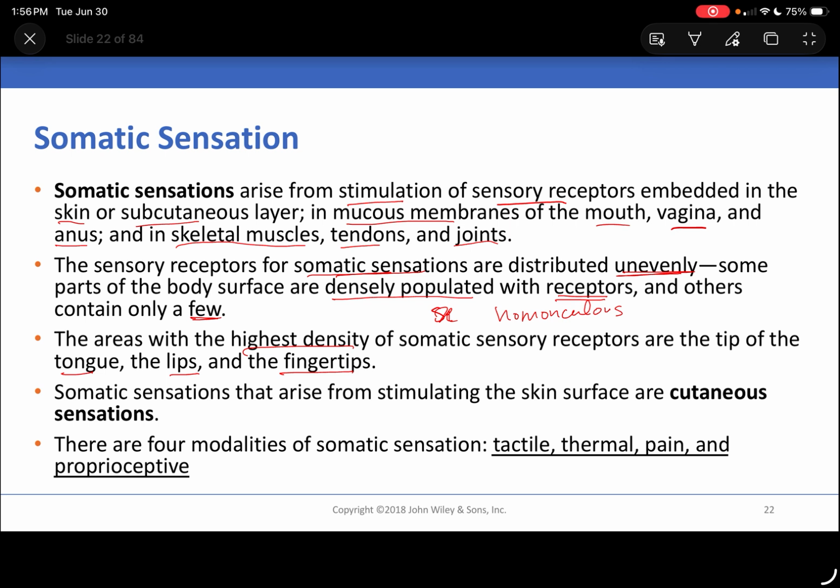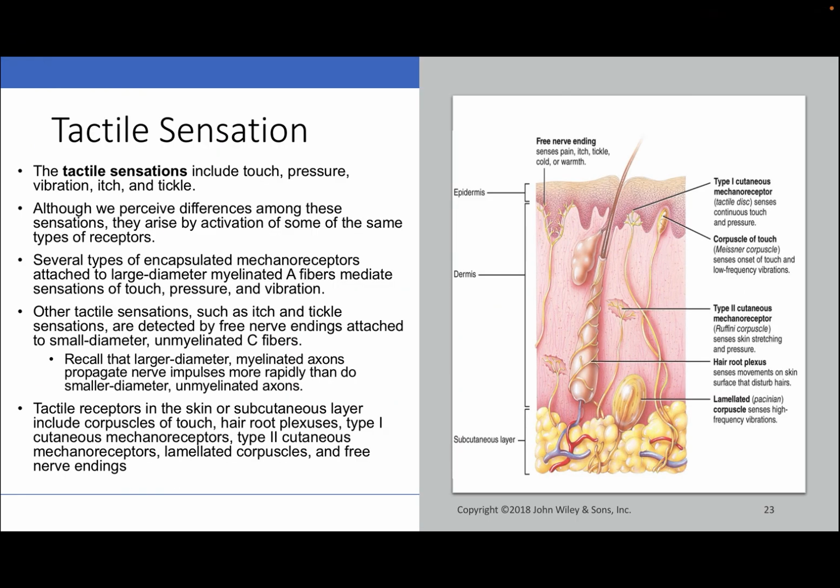Now, somatic sensations that are going to arise from stimulating the skin surface are going to be cutaneous sensations, right? Because they are associated with the cutaneous layer of the tissue, right? And we have four main modalities for our somatic sensation. We've got our tactile, thermal, pain, and proprioception, all right? So looking at each of these individually, starting with our tactile sensation. This is going to include touch, pressure, vibrations, and tickle and itch.